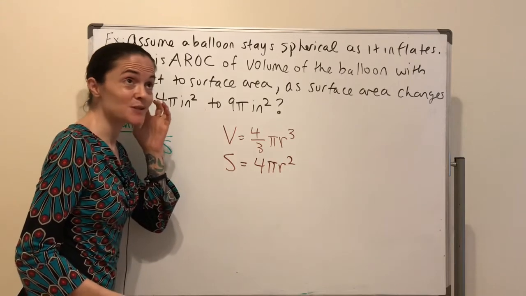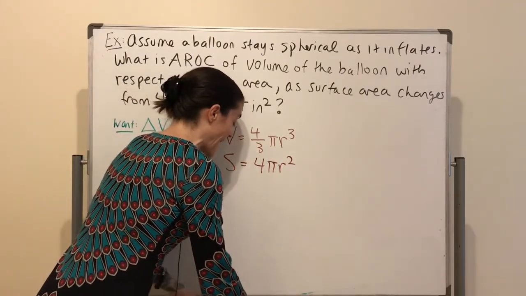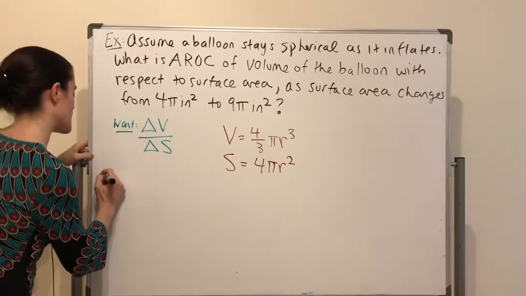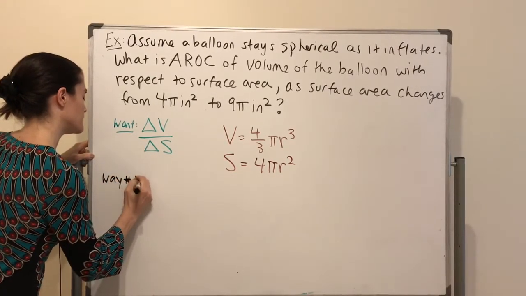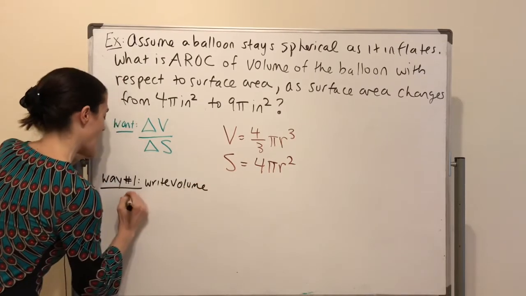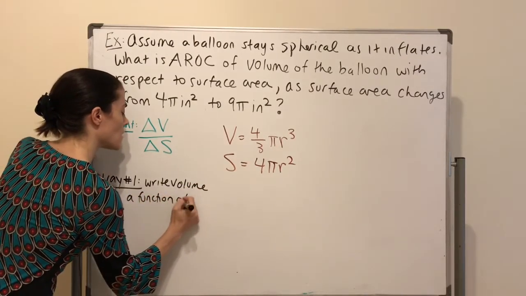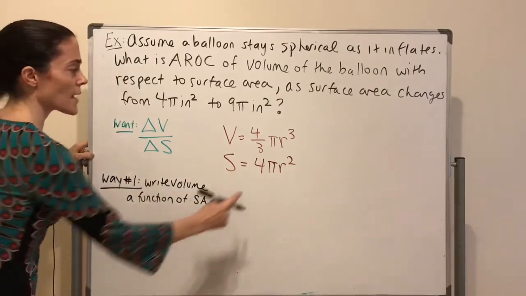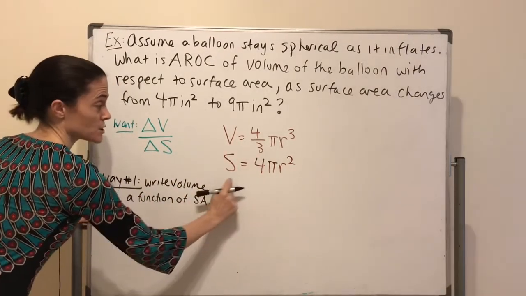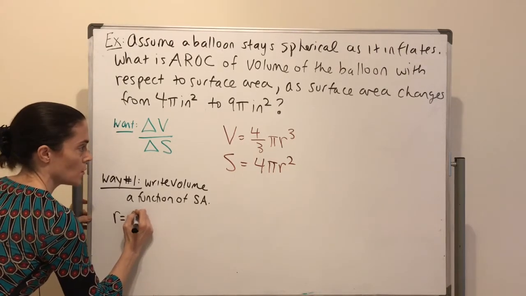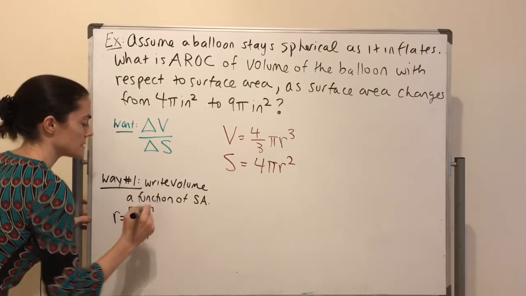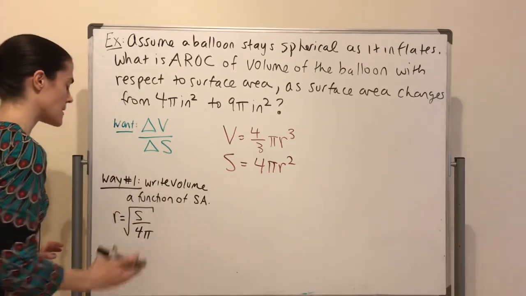Now there's a few ways we can do this, and this idea is something we'll come back to more this semester. But for now, way number one, maybe I will just discuss. We can write volume as a function of surface area. And how can we do that? We, for example, solve for r here. So we know that r squared is, we can just divide, we get s over 4 pi. We know that the radius is always non-negative, so it's going to be the positive square root.